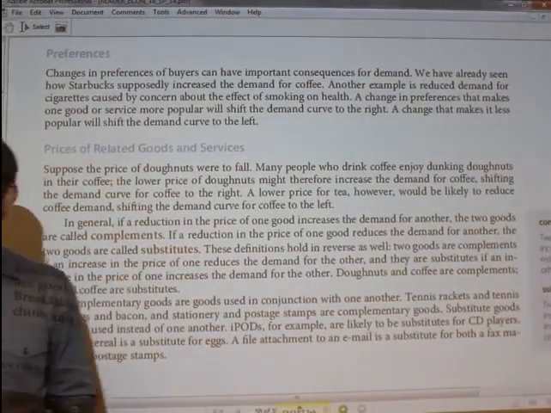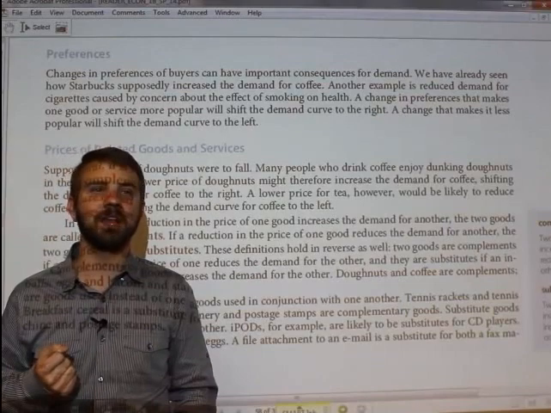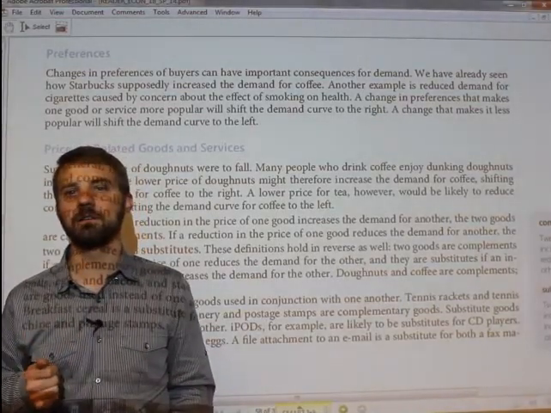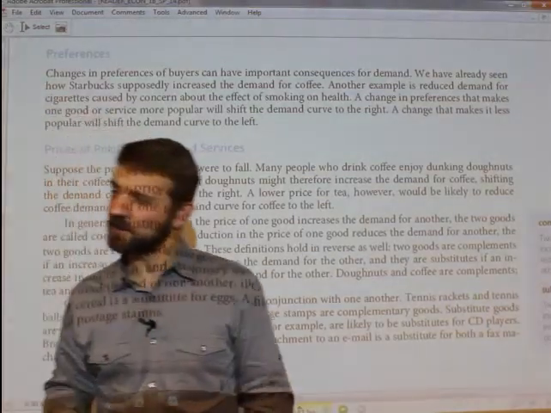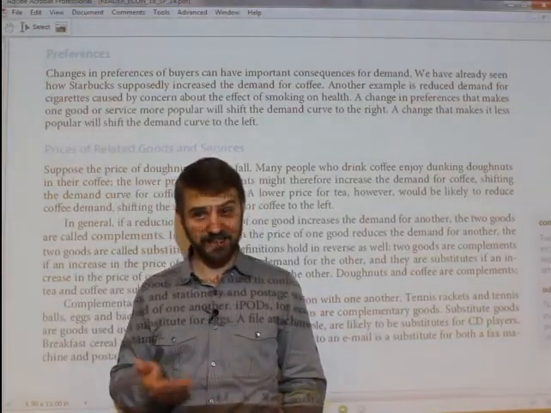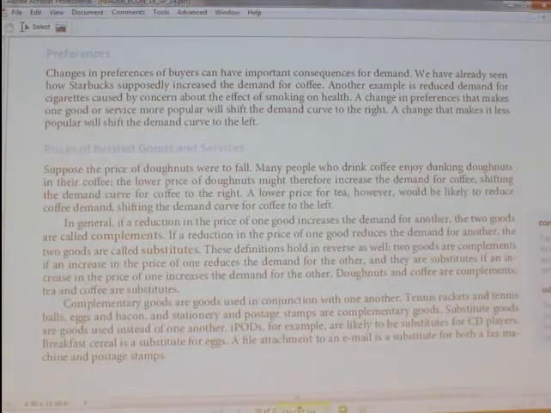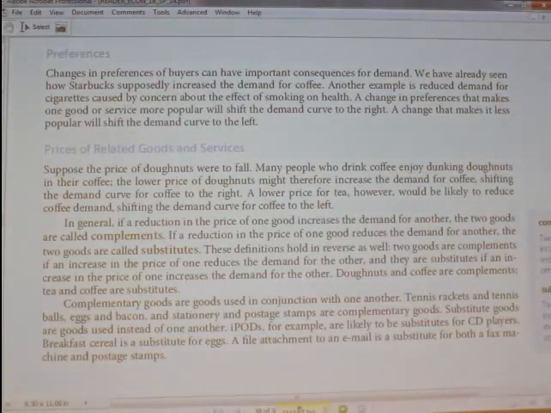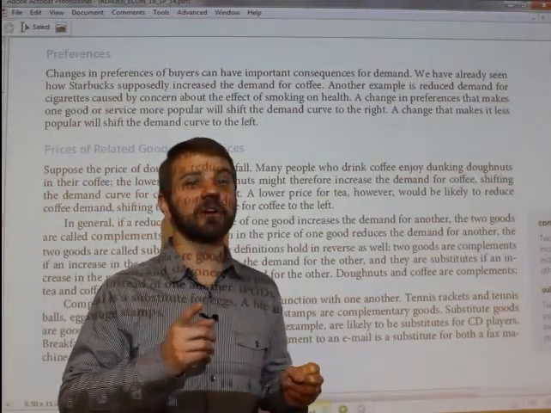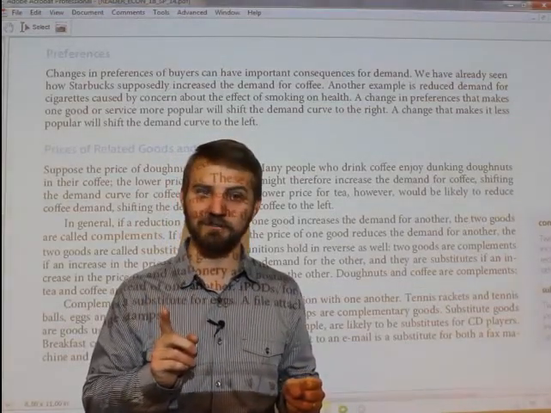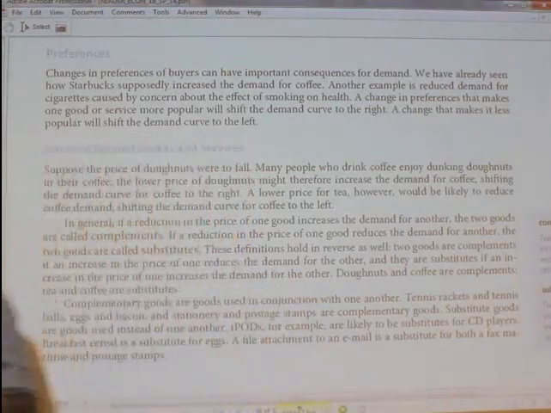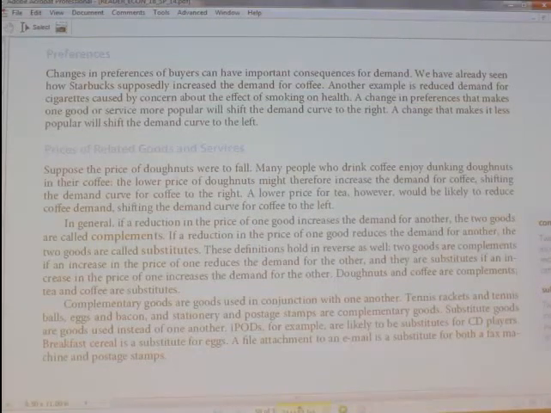What is a complement of coffee? This would be a good that is consumed with coffee. Milk, donuts, right? So these are complements. And what are substitutes? What's an example of a substitute? Tea, Red Bull. If the prices of those goods change, there will be a shift in the demand for coffee. But again, I'm going to repeat myself. If there is a change in the price of coffee, that does not cause a change in demand for coffee. It causes a movement along the coffee demand curve. But change in the price of other goods will cause demand for coffee to change.